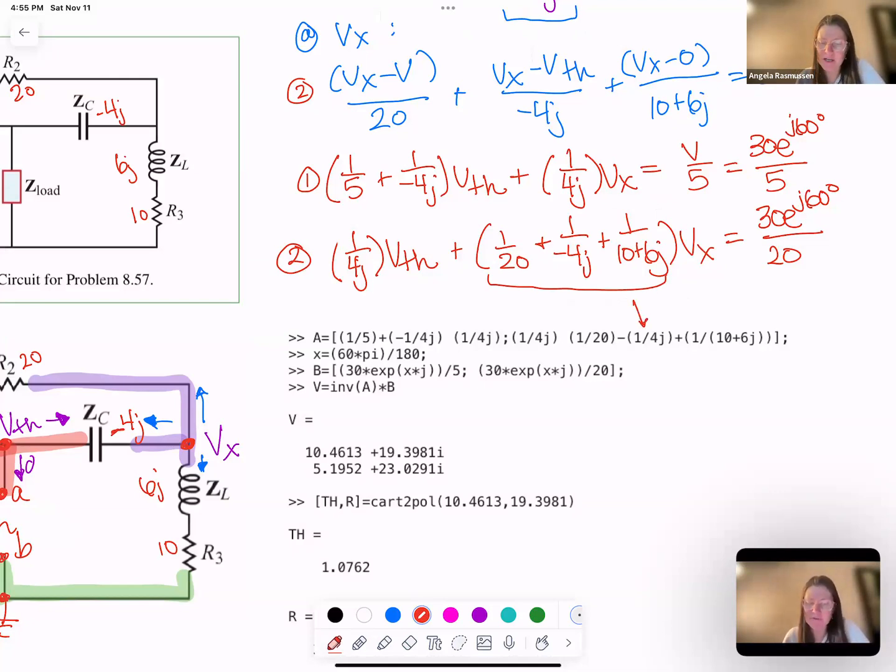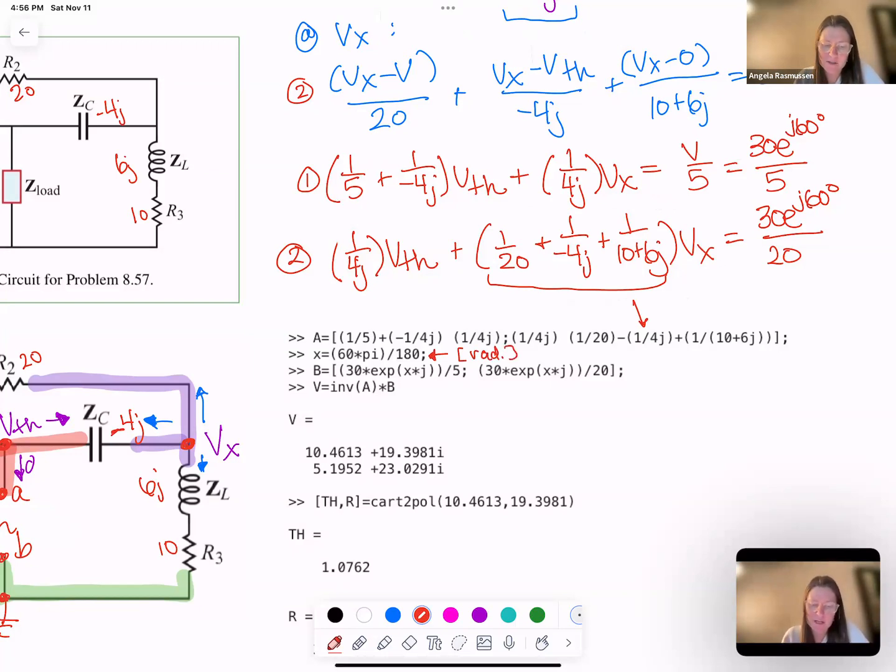And then I defined X as the value to find, 60. MATLAB always does radians as the default, so I need to convert 60 degrees to radians. I do that by taking 60 times pi over 180. So that's why I have this X here. Now that is in radians.